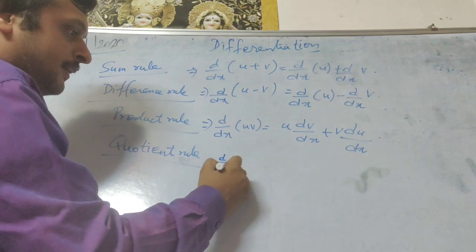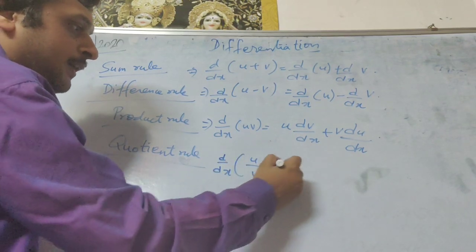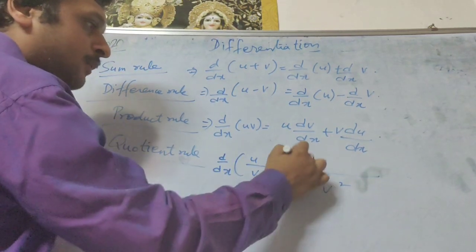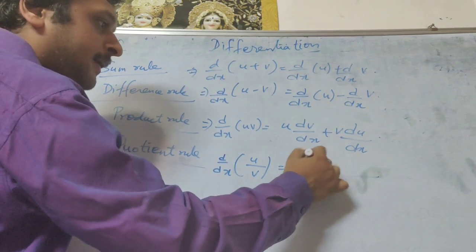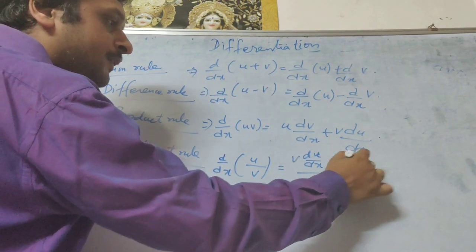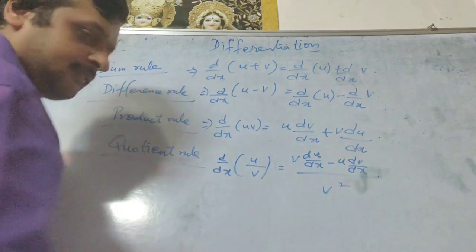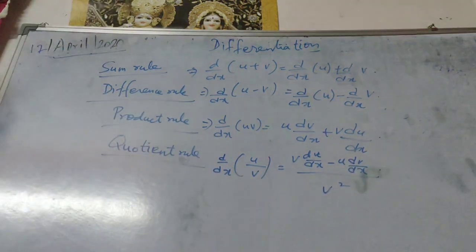Quotient rule will be d by dx of u by v, quotient meaning division, equals the denominator v square, into v du by dx minus u dv by dx. Make a note of this.